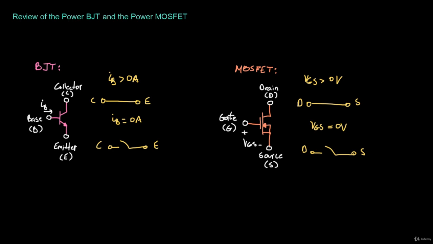So now that we've looked at the power BJT and the power MOSFET, which we're going to use in DC to DC converter circuits, let's go ahead and take a look at the converters.